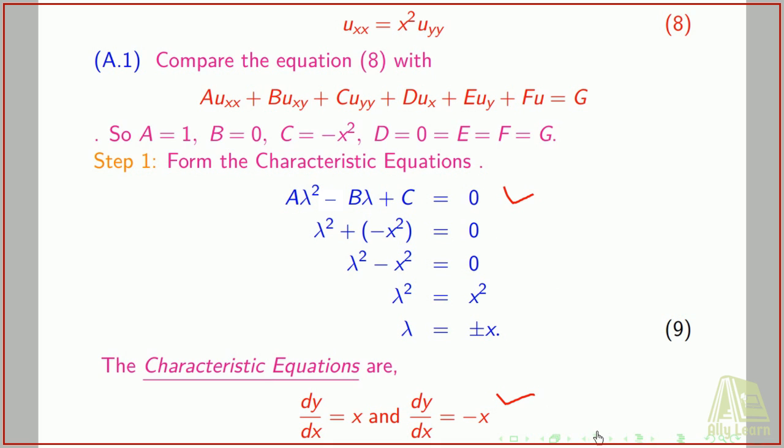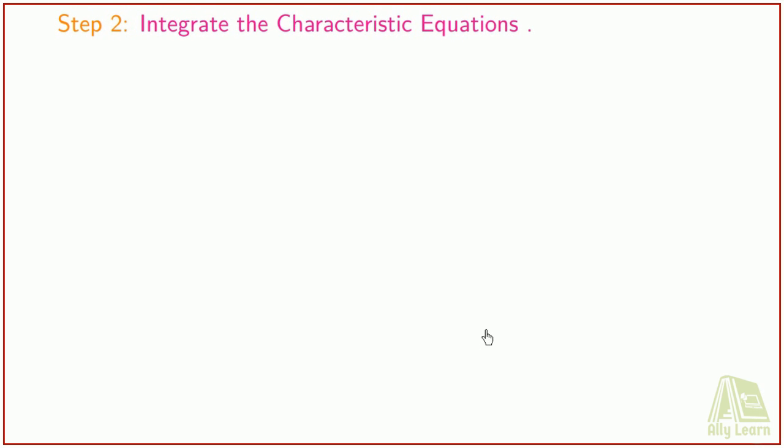Okay, so after obtaining the characteristic equations, the next step is integrating the characteristic equations. Before moving to it, I hope that all these steps are clear, as the characteristic equations are just dy by dx equals lambda 1 and dy by dx equals lambda 2, and lambda 1 is x, lambda 2 is minus x, so I get these equations. Now let's move on to the next step, that is, integrate the characteristic equations.